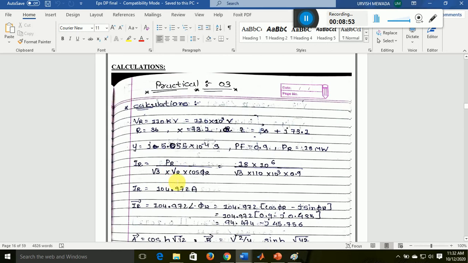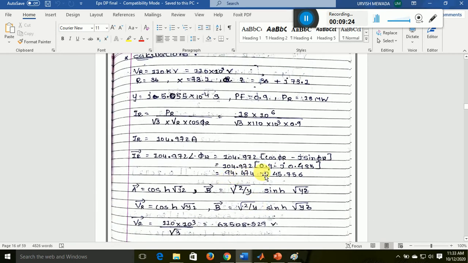We have all the values given in the data. By putting all the values, the IR will be 104.972 ampere, and IR is equal to 104.972 at angle phi r. That's why we are putting the values of the angle over here. We have cos phi r and j sin phi r, where cos phi r is 0.9, and corresponding to it we can find out the j sin phi r. After putting all the values, the IR will be 94.474, and according to this, the complex value will be 45.756.